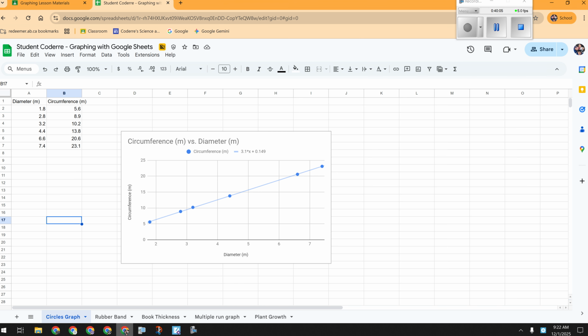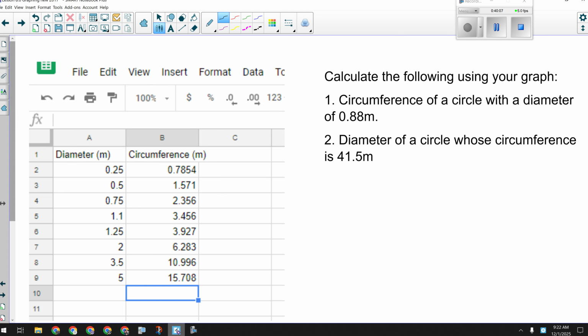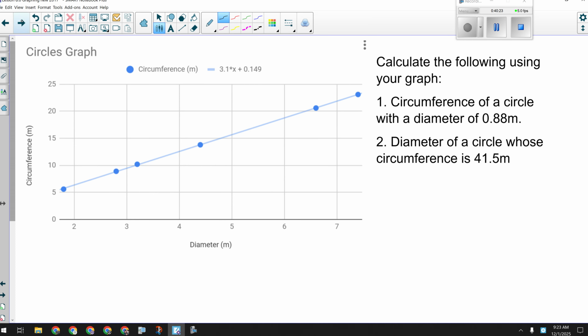Okay, so on that graph, we've got the graph here. I want you to see if you can calculate the circumference of a circle that has a diameter of 0.88 meters, as well as the diameter of a circle whose circumference is 41.5, using the equation for our line. So this one here. I'll give you a minute to do number one and then we'll walk through it together.